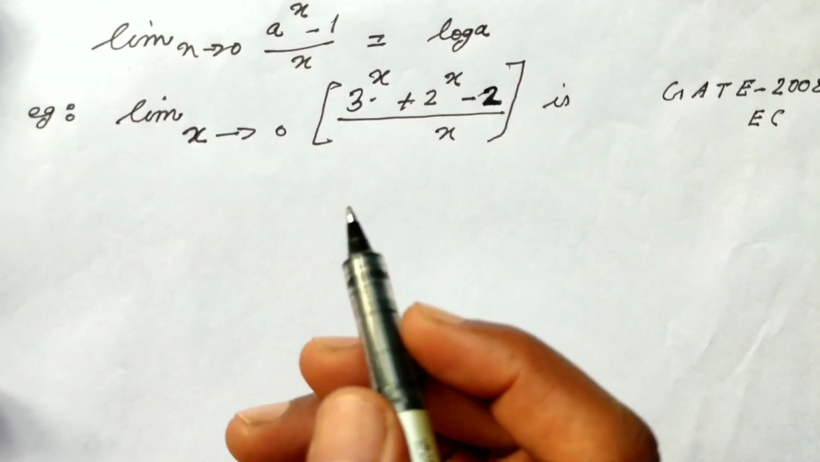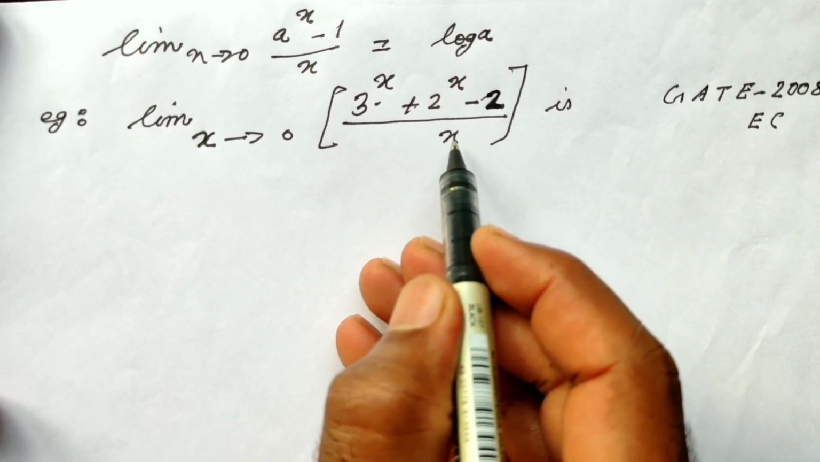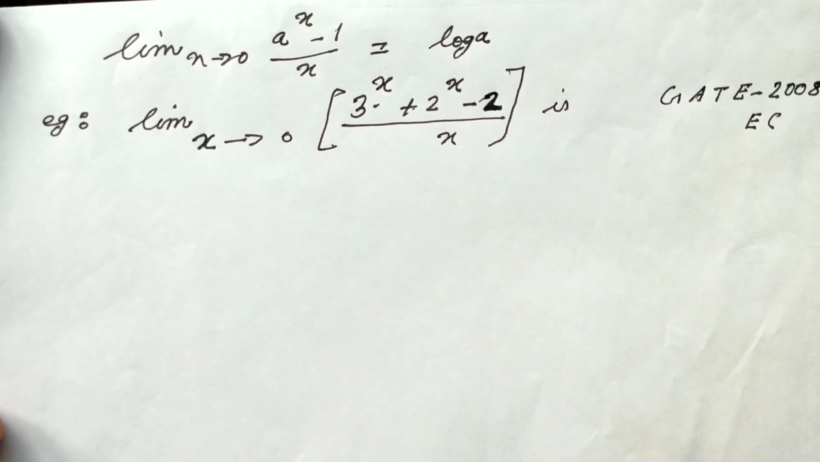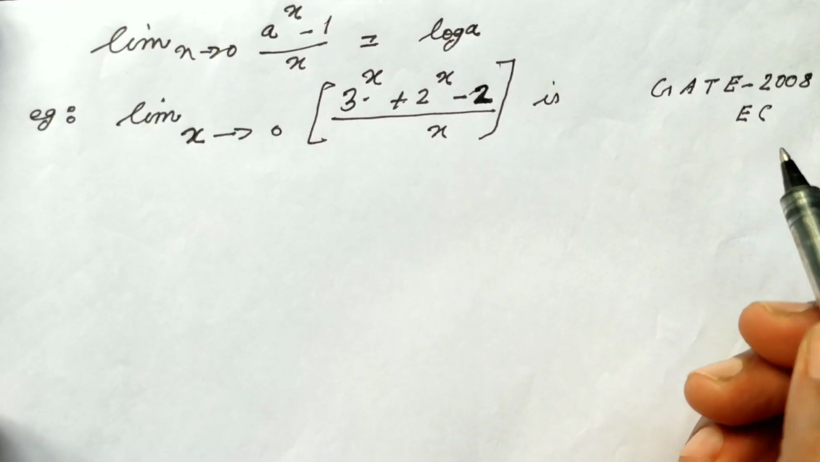Take another example. Limit x tends to 0, (3 raised to x plus 2 raised to x minus 2) divided by x. This question was asked in GATE 2008 for the Electronics and Communication Department.